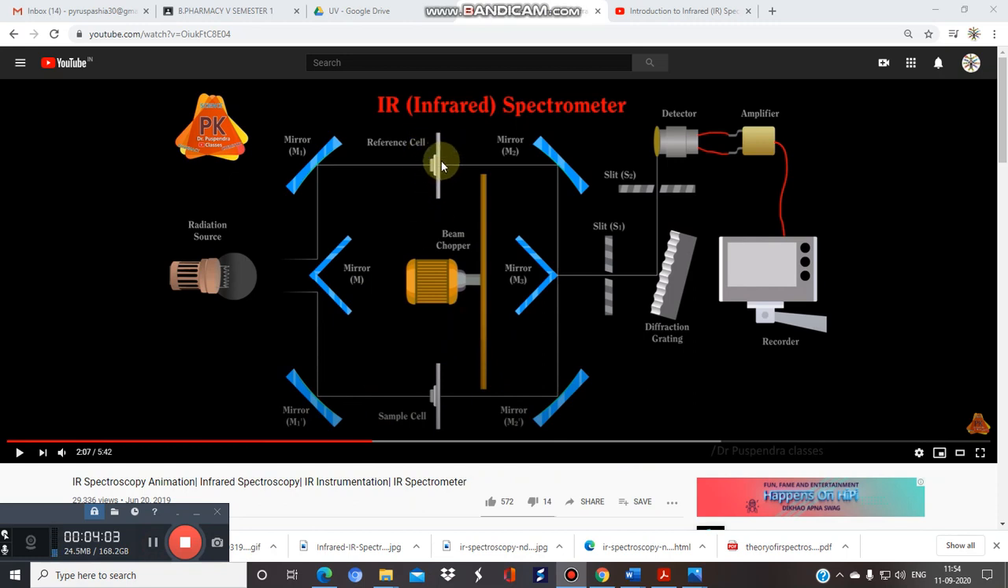Now we have a reference cell. In this we generally use KBr, okay, and we have a sample cell in which we have to put our sample. And there is another important part, the beam chopper. So what will be the function of this? It will carry all the infrared radiation towards these mirrors, that is M2, M2 dash and M3. Next, the slits are used and the diffraction grating is used to enhance the resolution of the IR spectra. Now after passing through this S2 slit, the radiation will go inside the detector. The detector consists of different types like bolometer, thermocouple, thermistor, Golay detector, or the photoconductivity detector.